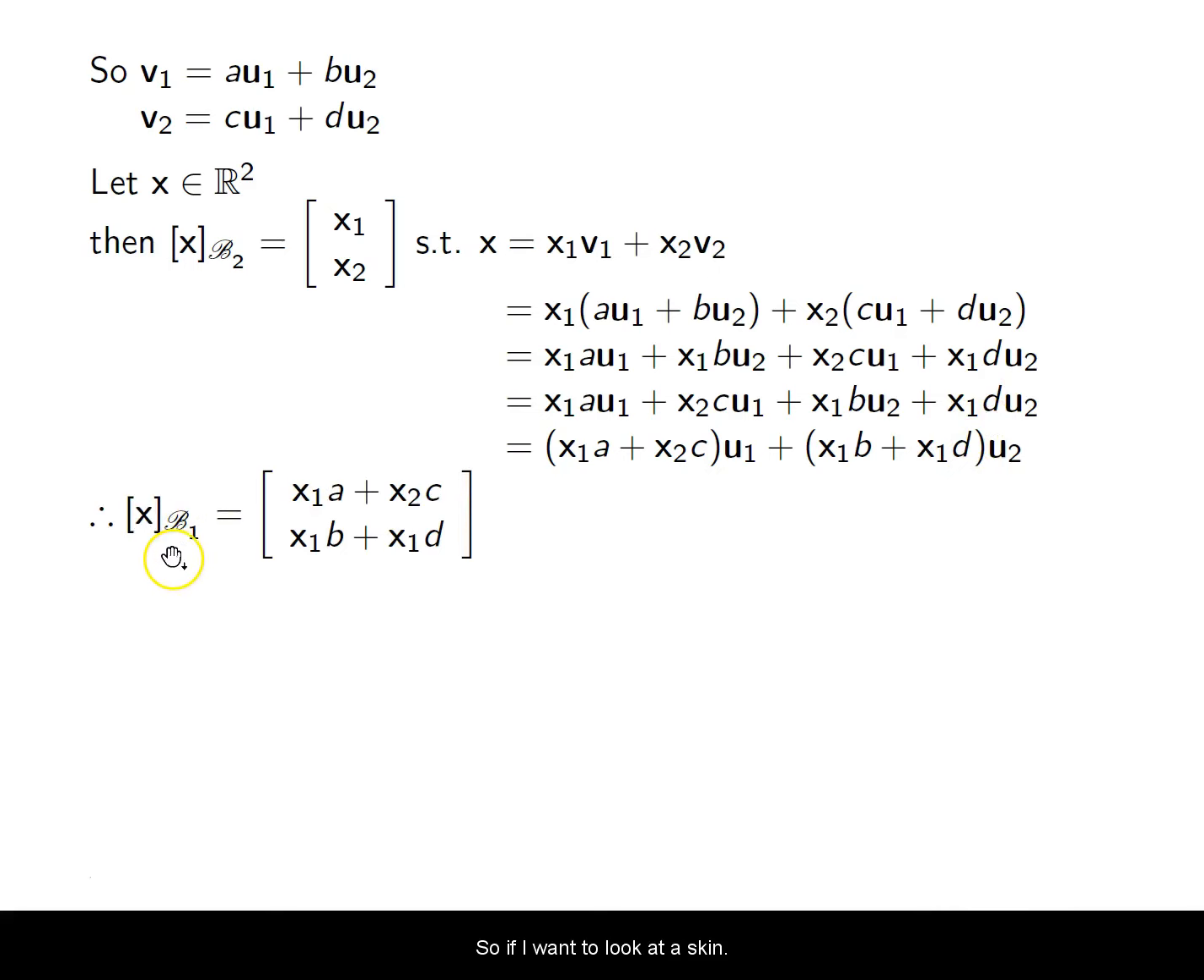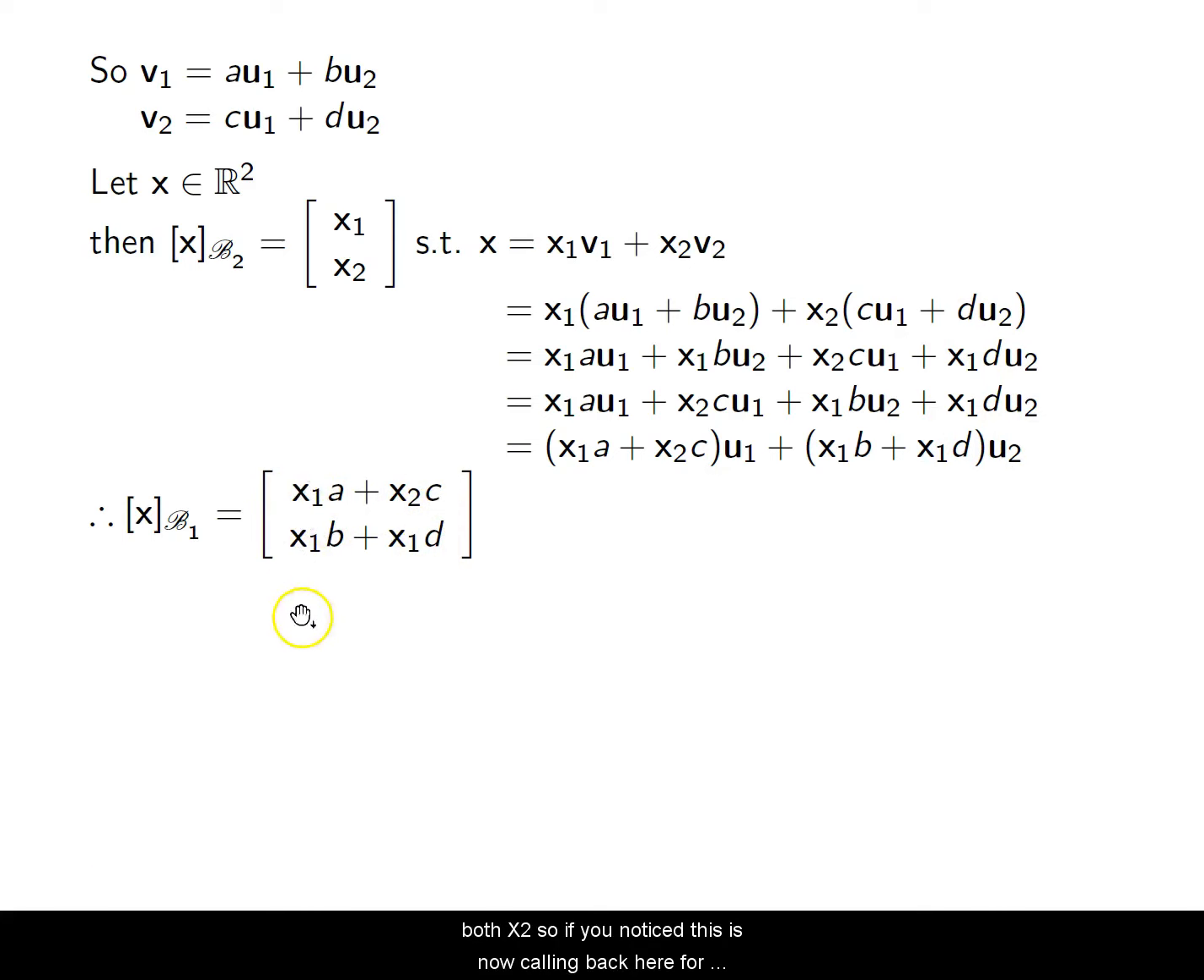So if I want to look at x in the representation of B1, I had what it looks like in B2. So in B1 it has this form, x1 a plus x2 c, x1 b plus x1 d. Okay, and let's see here. So it looks like I made a mistake, and this should be x2. Okay, so again, that's what happens. So these should both be x1, and these should both be x2.